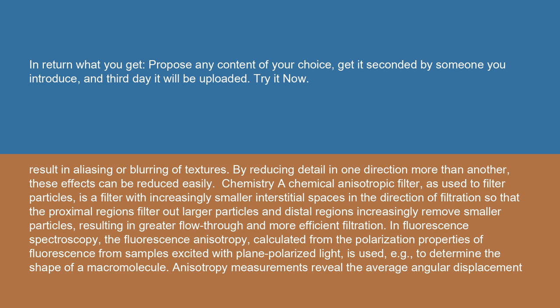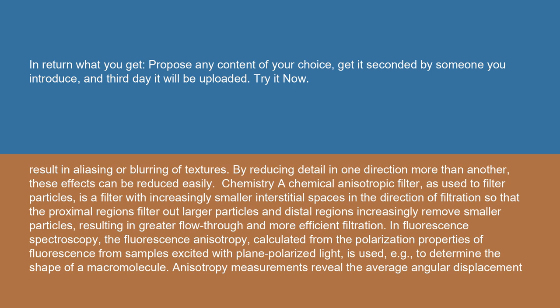Chemistry: a chemical anisotropic filter, as used to filter particles, is a filter with increasingly smaller interstitial spaces in the direction of filtration, so that the proximal regions filter out larger particles and distal regions increasingly remove smaller particles, resulting in greater flow-through and more efficient filtration.